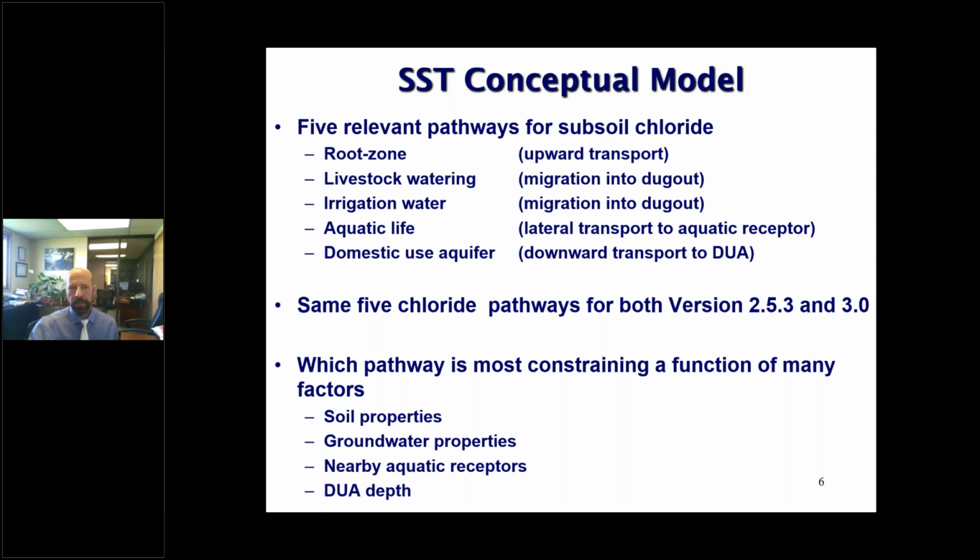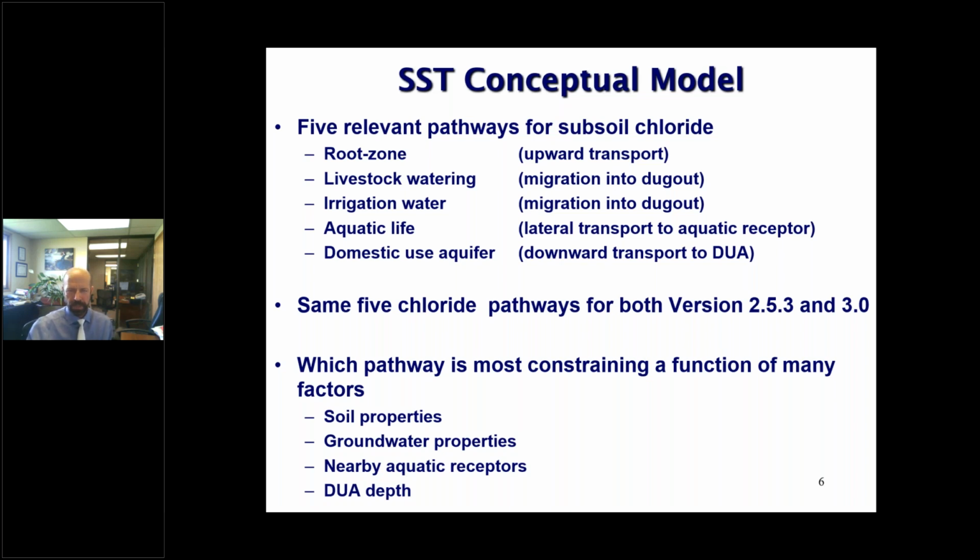Livestock watering and irrigation are both dugout-related pathways, related to water which is impacted with chloride and/or sodium leaching into a hypothetical future dugout that might be put in the impacted area. So those are highly related pathways and mainly relevant to agricultural land.